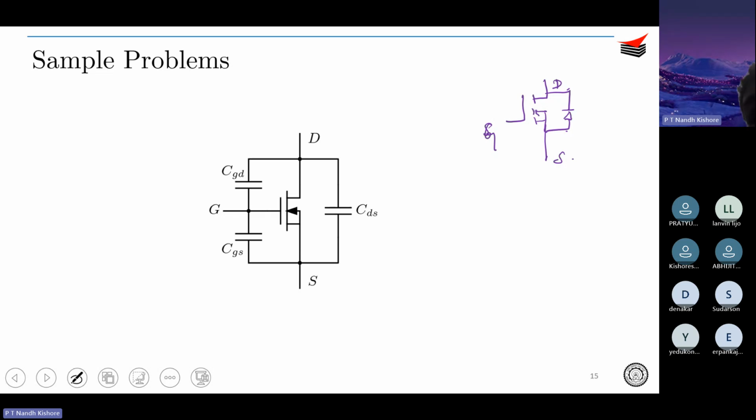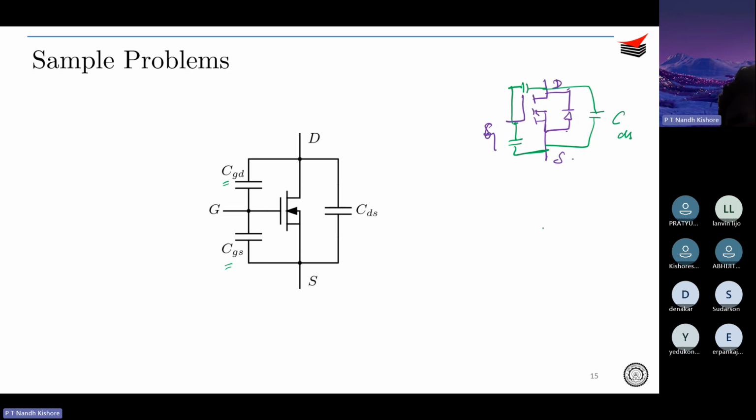However, you should understand that inside the device package, what is formed is a parasitic capacitance between the gate and source. So this is called CGS. Okay. Similarly, between the gate and the drain, you have something called CGD. Okay. And then between the drain and the source, you have something called CDS.